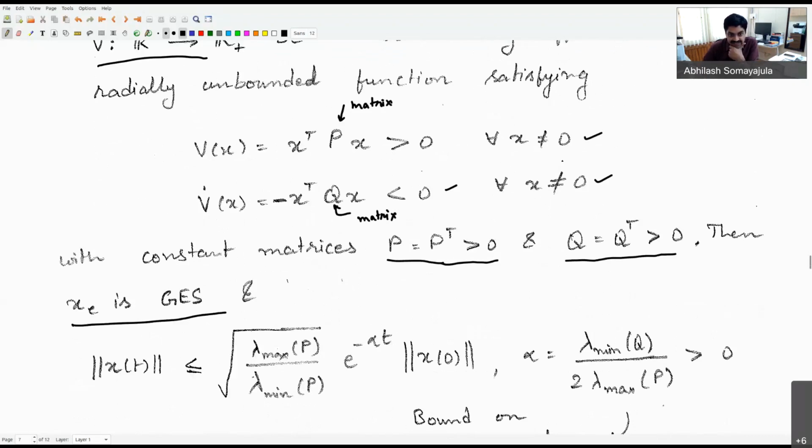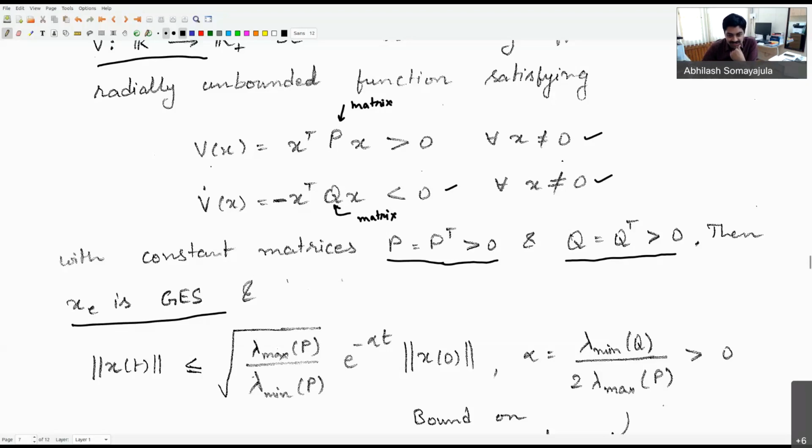So as long as V can be expressed as x transpose P times x, where P is some positive definite matrix, and similarly V dot as minus x transpose Q times x, where Q is some positive definite matrix. If I can show that V and V dot follow this form, where I can identify these matrices P and Q, which are positive definite, then I can say that the system is globally exponentially stable. Which means that it is a stronger condition than asymptotic stability.